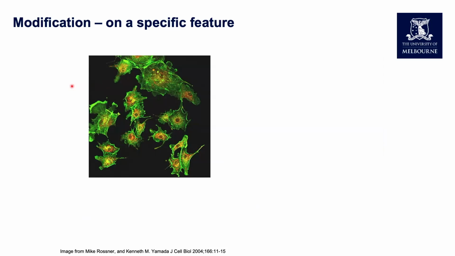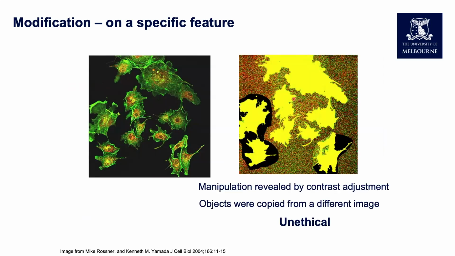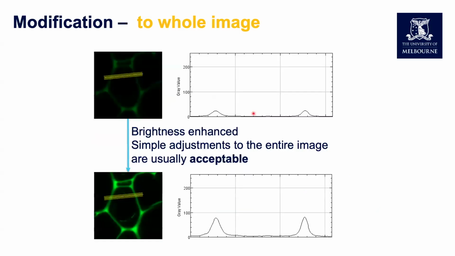In this case, we've got a fluorescence image, which looks reasonably good. That's the raw. What we can do is do a simple contrast adjustment here, and you can see these groups of cells here and over here have a very different background to the rest of the image. That suggests that they've probably been cut and pasted in from another image. So again, clearly unethical. You shouldn't be making these types of modifications within your images.